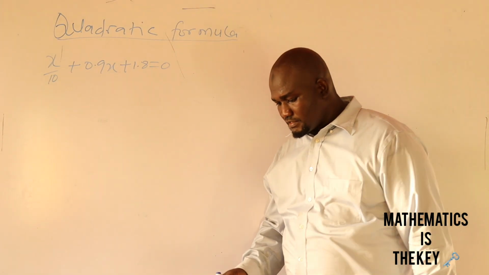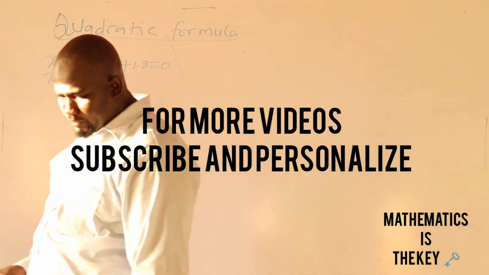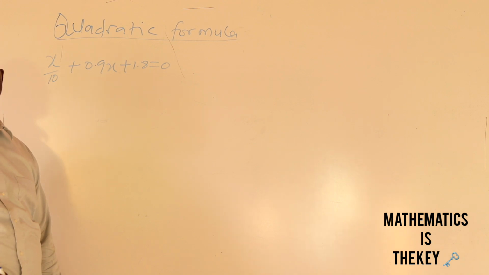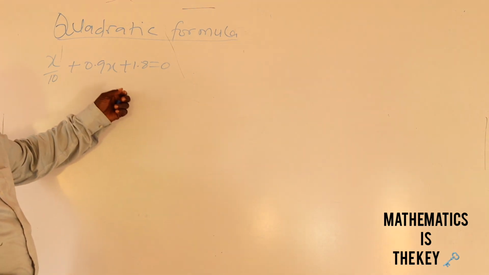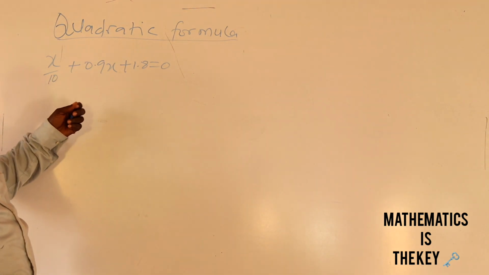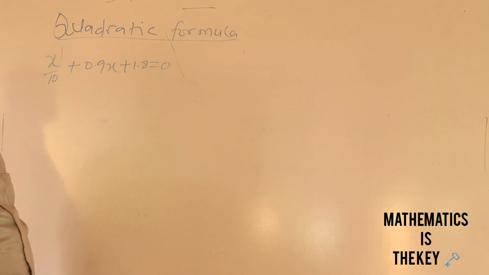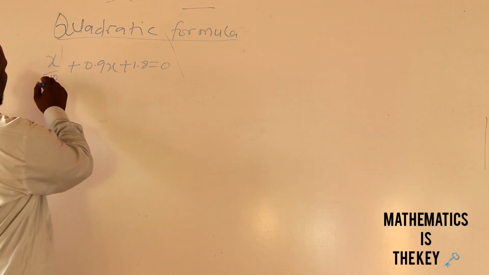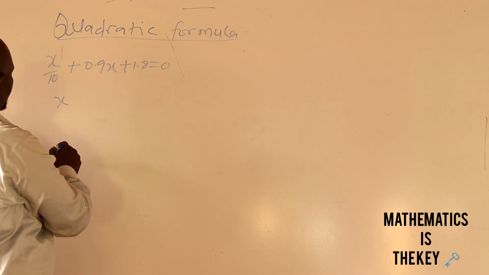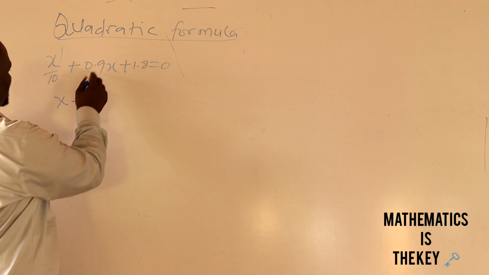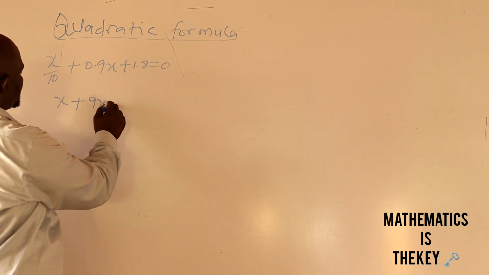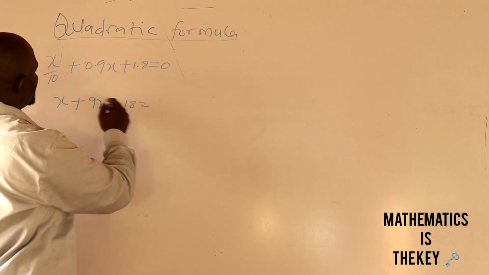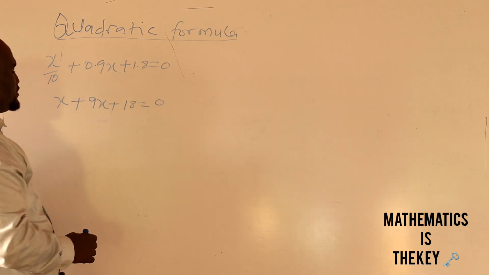We are having x over 10 plus 0.9x plus 1.8 is equal to 0. We have to use the quadratic formula in solving the equation. We have a fraction and decimal. And trust me, I don't like fraction. So let's multiply through by 10 to clear the fraction. And in doing so, 10 will cancel 10, we have only x here. 0.9 times 10 will give us 9x. And 1.8 times 10 will give us 18. And 0 times 10 is 0.